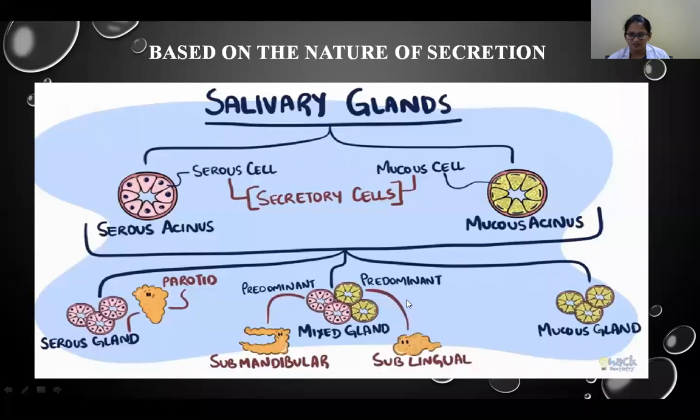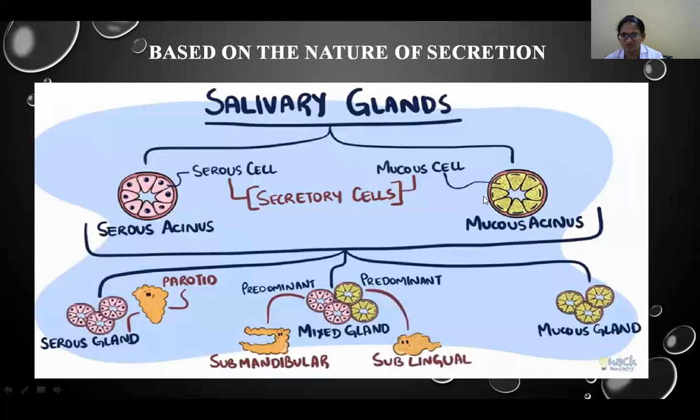gland, mucous cells are predominantly more. These two are the best examples for the mixed salivary glands.